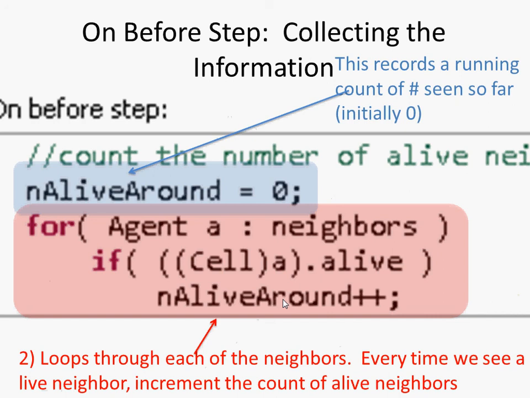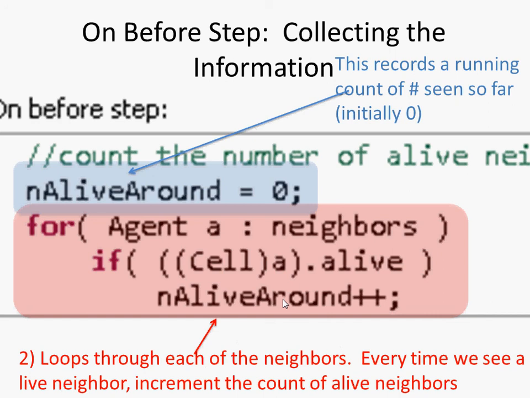Okay. So this A is here. Now, this thing with cell, basically what that's saying is, this is an agent here, and we want it to treat as a cell, because we want to ask if it's alive. And not every agent has an aliveness property. We need to treat it as a cell, one of our types of agents that we've defined in this model. I know that this A is in my neighbors, that they're all cells, so I'm going to treat it like a cell and ask whether it's alive. That makes sense? Okay. So that's our little bit of code to collect the information.